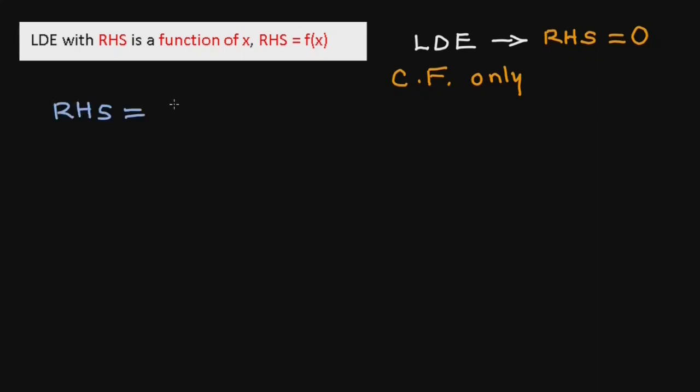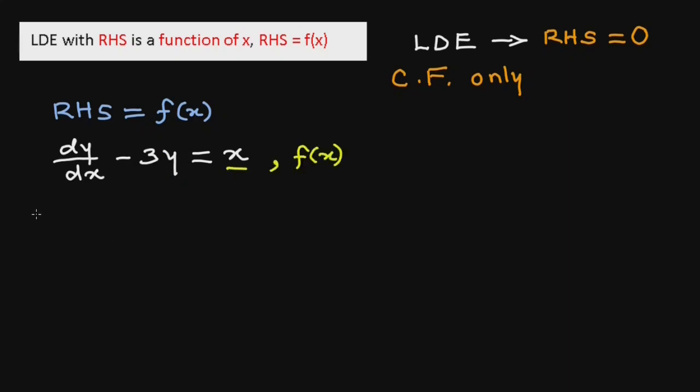So far we have seen how to solve linear differential equations with right hand side 0, where we can solve it by finding the complementary function only. Now we are going to see how to solve a linear differential equation whose right hand side is a function of x. For example, let us see how to solve the linear differential equation dy by dx minus 3y equals x, where this x is a function of x.